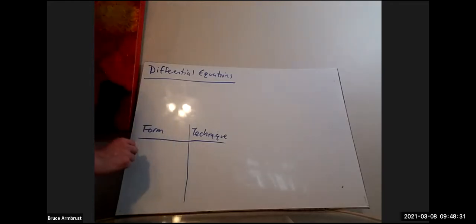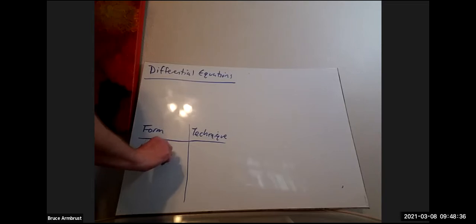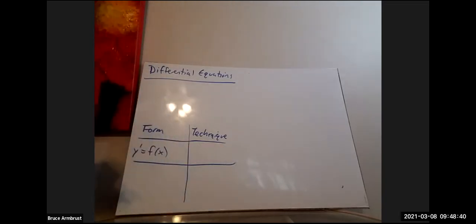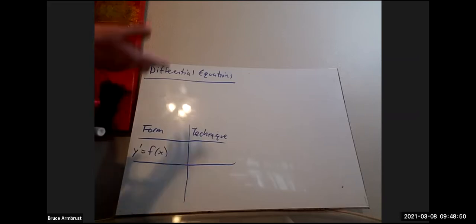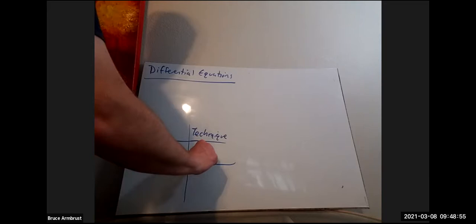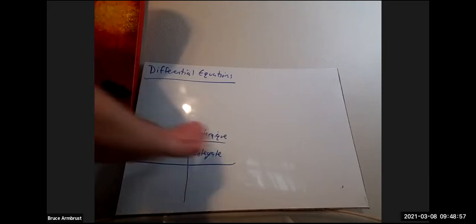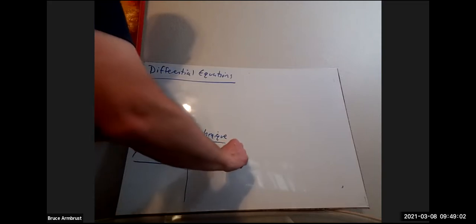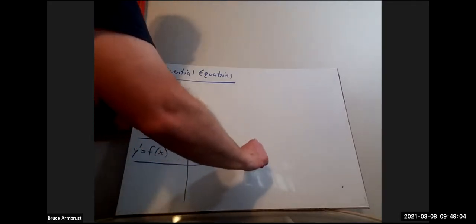All right, so the first form is y prime equals a function of x. So that would be like the one that we just looked at, where we had y prime equals, and it was only x's. All right, so the technique for that is just to integrate. So we're just going to find the antiderivative. So y is going to equal the integral of f of x dx.